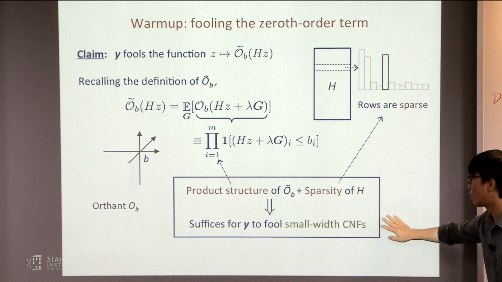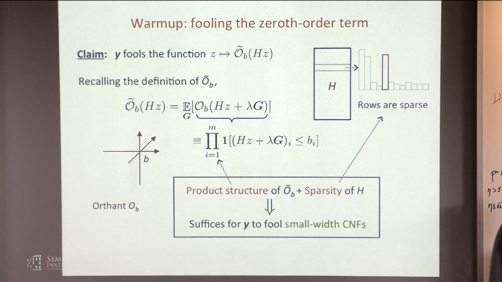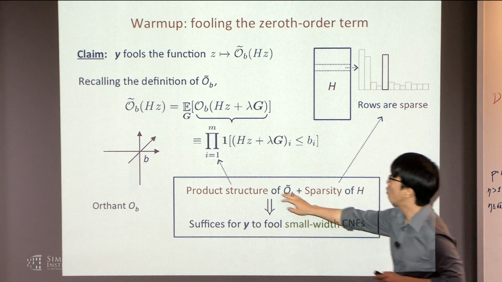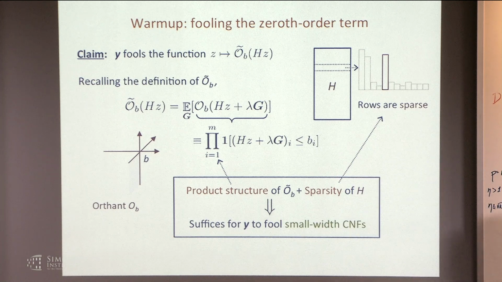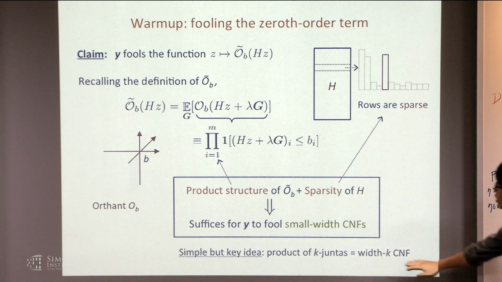And this is very, very well studied. We have very good PRGs for it, achieving, in particular, when you're dealing with an m-clause CNF formula, polylog m seed length. So the simple but key idea is that we're dealing with the product of K ORs, a product is an AND, that's a width K CNF.